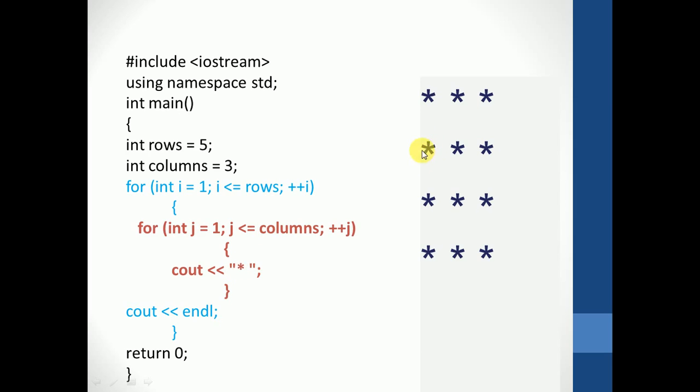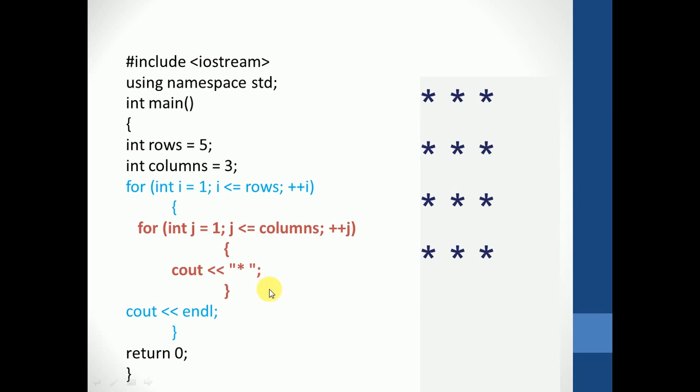A star will be printed in the second row. After printing the star, you can see the closing bracket. Your j gets incremented. Now j becomes 2. 2 is less than or equal to 3. The condition is true, so a star will be printed again. And for 3 also the star will be printed again.